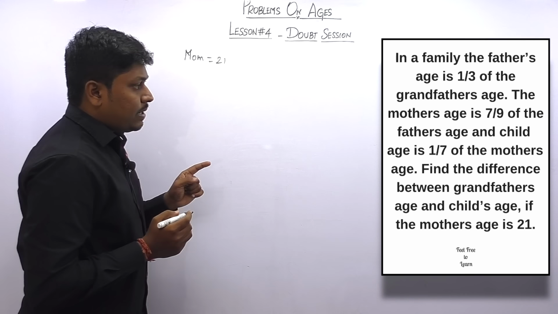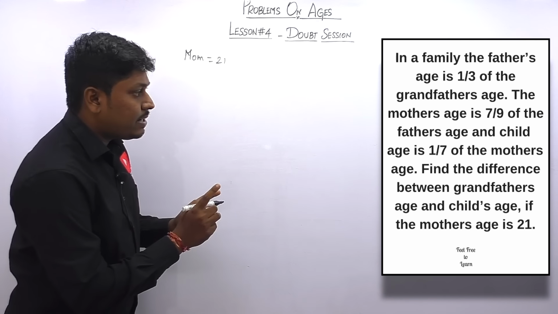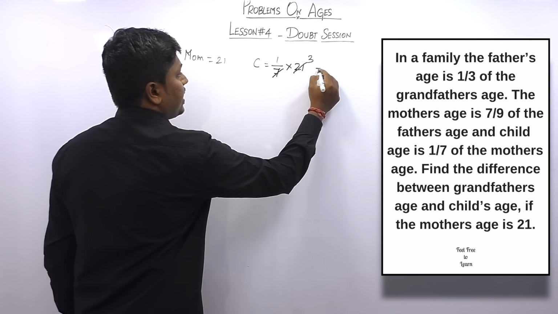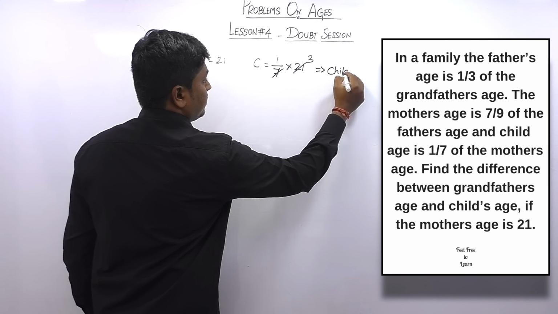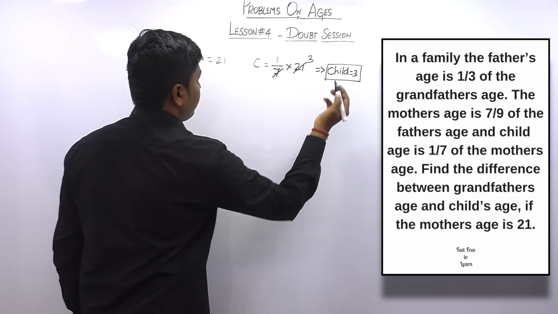And let me do one thing. Our target is to find the difference between the grandfather's age and the child's age, right? So first let me find the child's age, because the child's age is 1/7 of the mother's age. And we already know that the mother's age is 21. So we can cancel this and we can say the child's age is 3. So it is easy, right? So first we have calculated the child's age, that is 3.